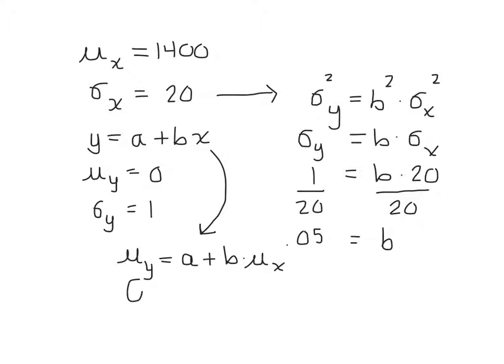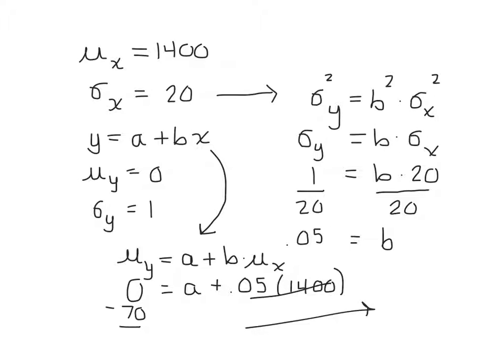We're told the mean of y is 0. We're trying to find a. We now know that b is 0.05. And we were told that the mean of x was 1,400. 1,400 times 0.05 is 70. We have to subtract 70 from both sides. And therefore we find that a is equal to -70. I hope that helps.